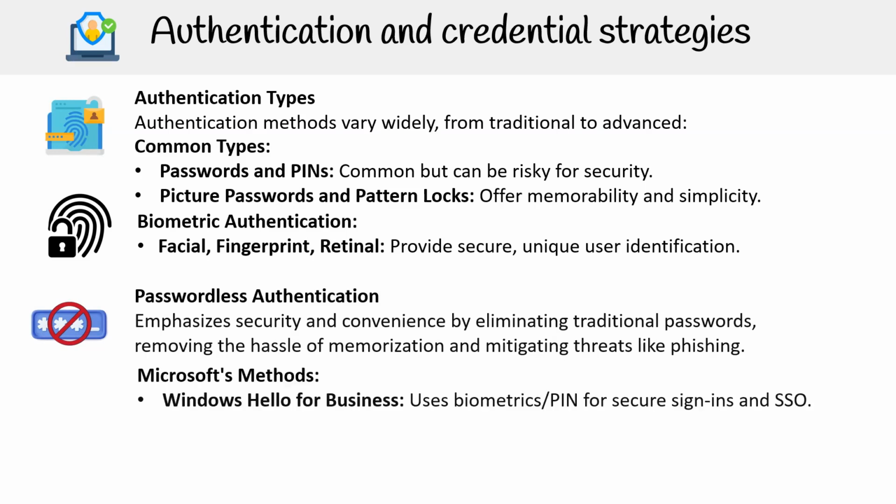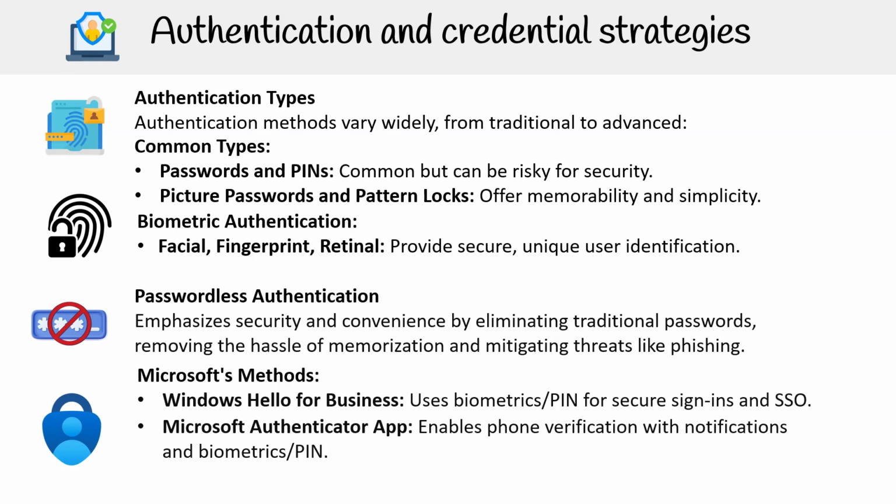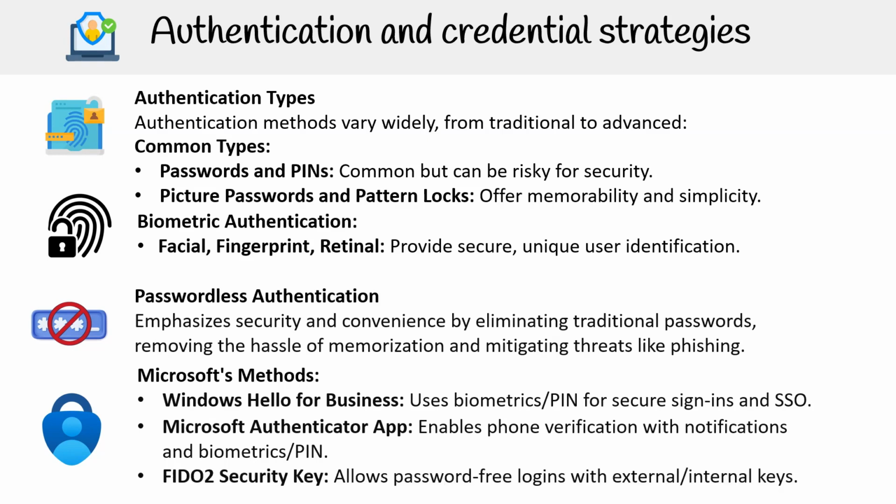Some of Microsoft's methods include Windows Hello for Business, which uses biometrics and PIN for secure sign-ins and SSO. Microsoft Authenticator app enables phone verification with notifications and biometrics, PIN. FIDO2 security key allows password-free logins with external or internal keys.